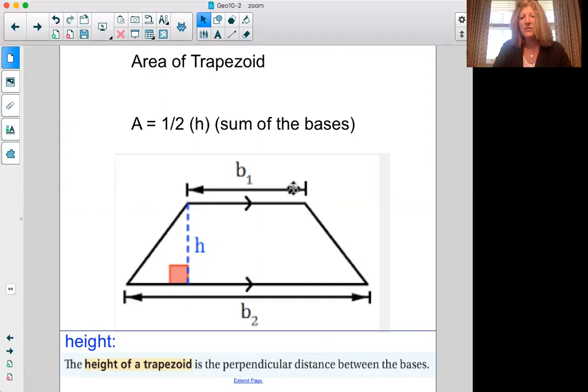And we're going to need to know the measurements of both bases and the measurement of the height in order to use the area of the trapezoid formula. The area is half the height times the sum of the bases.